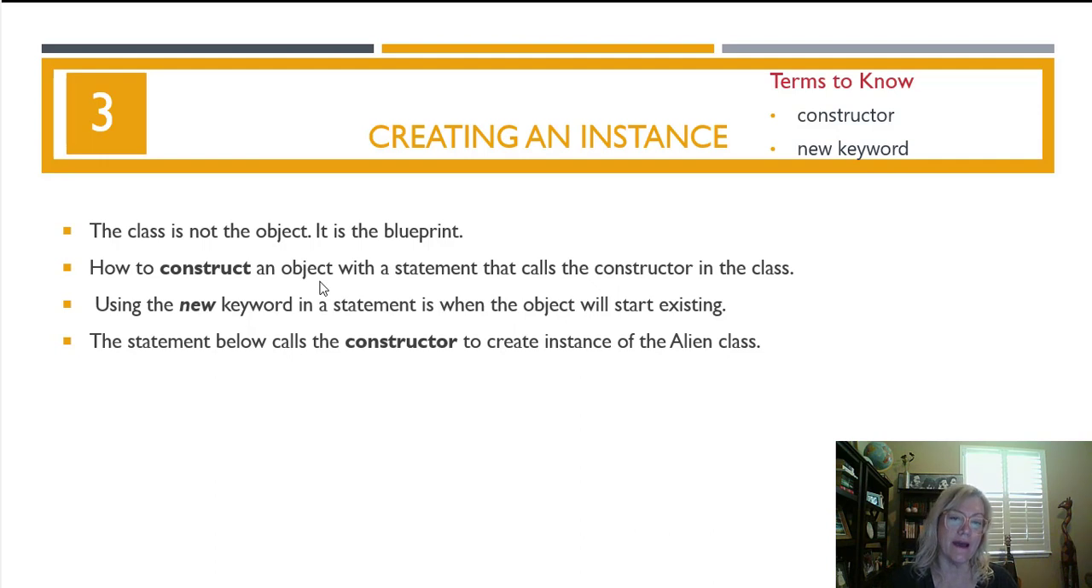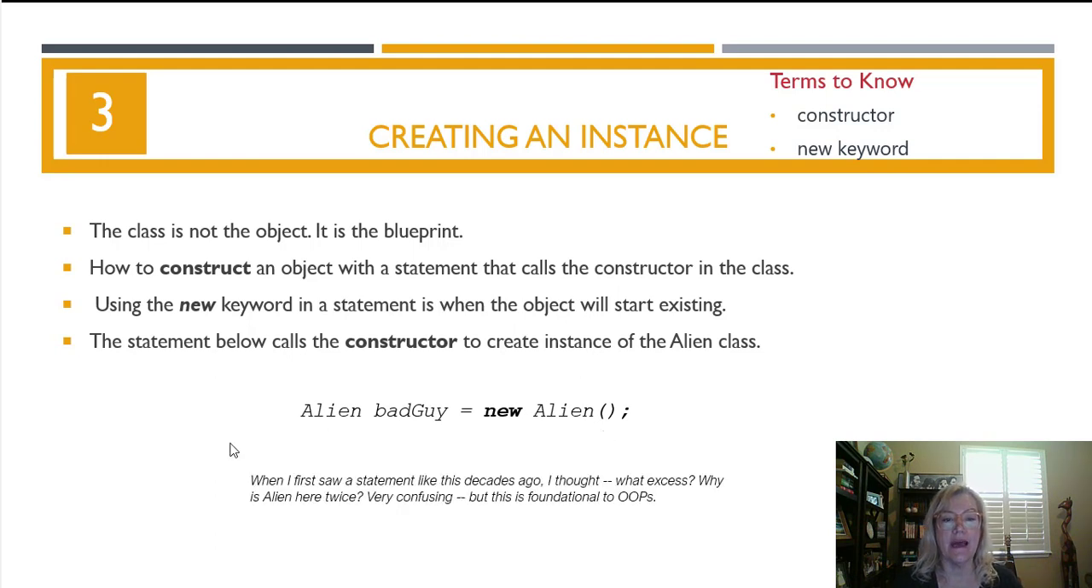You will construct an object with a statement that calls the constructor for the class. And you do this using the new keyword. So I'm going to build a new house. You're going to build a new object. That's going to be in the statement. And this statement here is going to create an alien object. Now, when I first saw this statement a long time ago, when I first was learning OOP, I thought, why do we say Alien twice? This is confusing. It is. Follow the pattern. And what this is saying is, I'm going to have an object variable called badGuy.